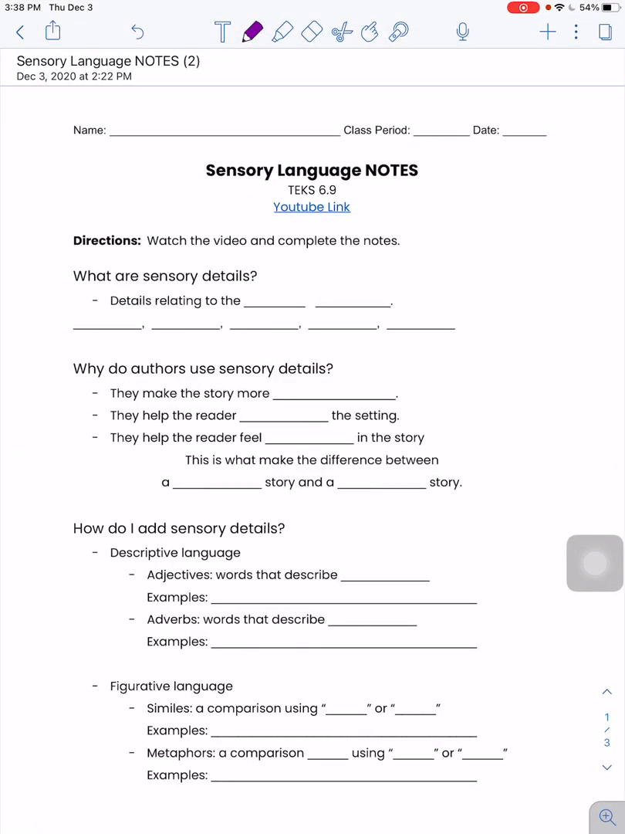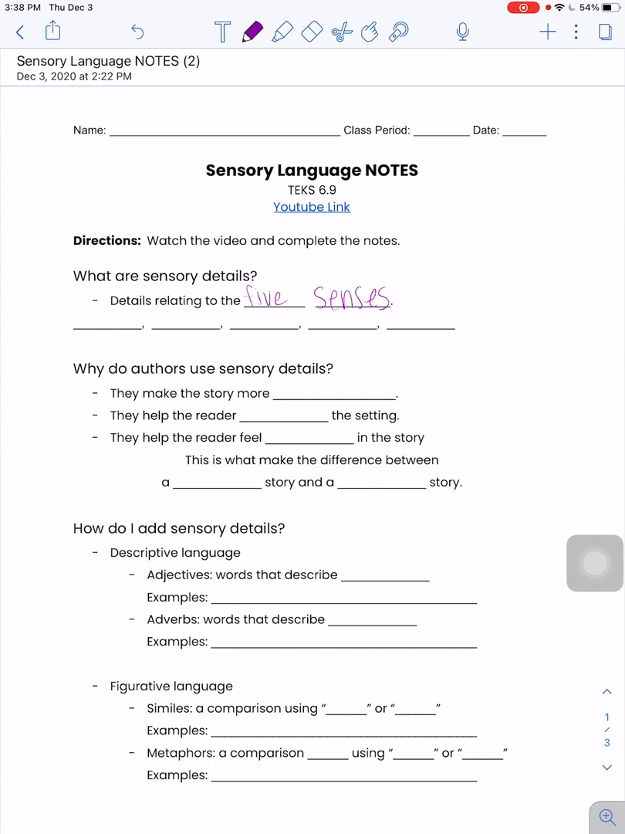Hi guys, so today you are going to be taking notes over sensory language. So you need to make sure that you have your notes page pulled up and that you are ready to follow along with this video. So first we are going to talk about what are sensory details. So sensory details are details relating to the five senses.